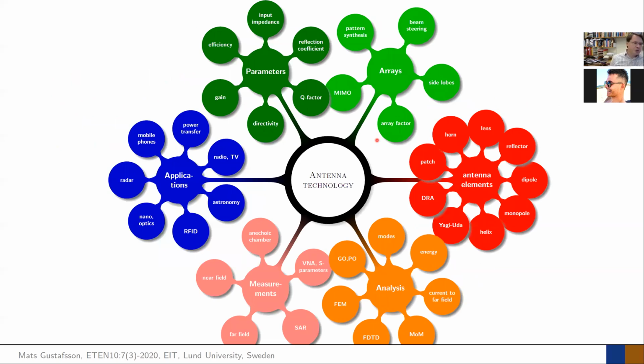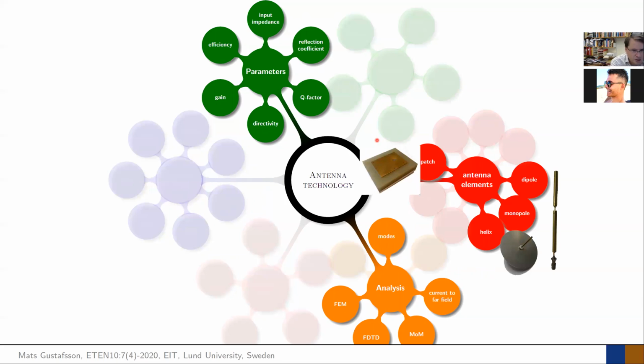So I think I showed you this one on the first lecture, and I showed it also at some other lectures. And this is basically what the course covers. If you remember back several lectures ago, I was going through what we are looking at in the course. And where we are right now is that we have looked at a few antenna elements, not that many, but quite a few.